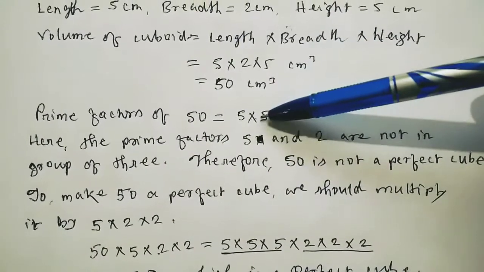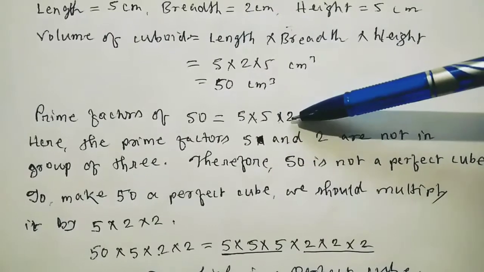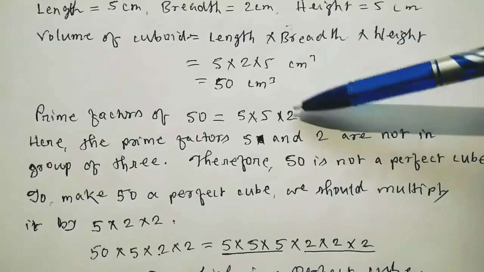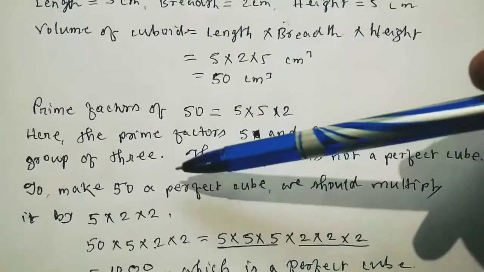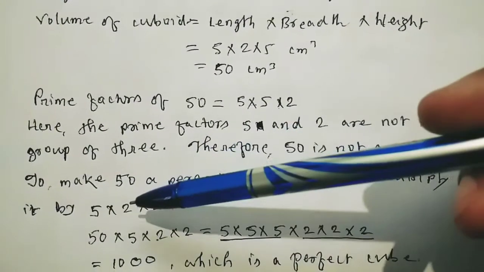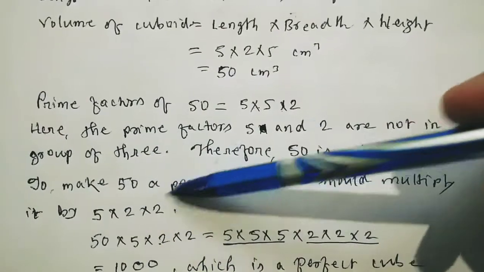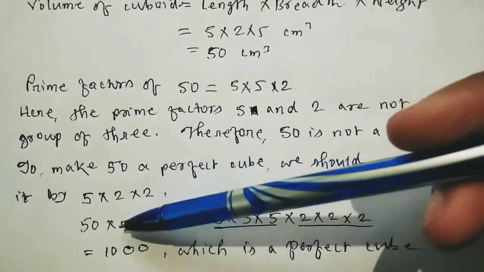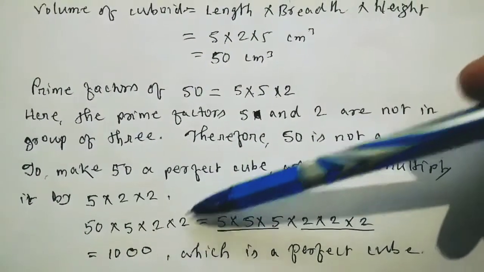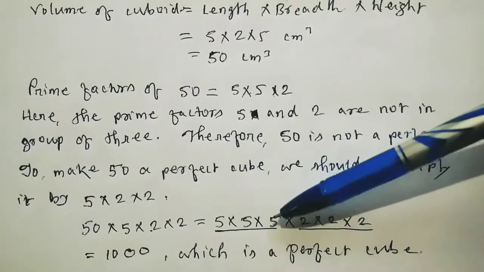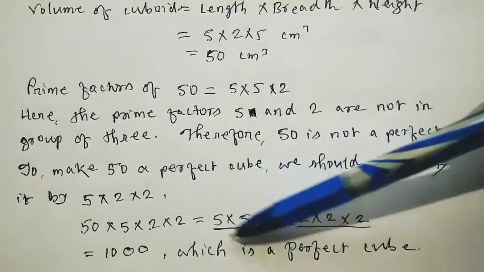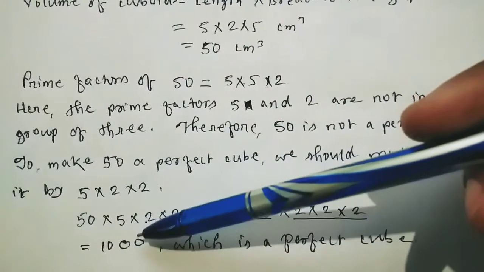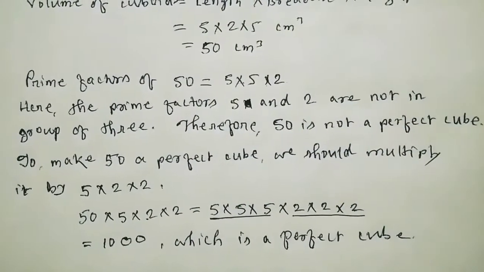So how to make 50 a perfect cube? When you multiply it with one more 5 and 2 more 2s, then it will be a perfect cube. So to make 50 a perfect cube, we should multiply it by 5 into 2 into 2, so one more 5 and two 2s. So here 50 multiplied by 5 into 2 into 2, and this side also you have to multiply with one 5 and two 2s. Now you can see this 5 is in a group of 3, this 2 is in a group of 3. And when you multiply, it comes as 1000, which is a perfect cube. So now we got the perfect cube.